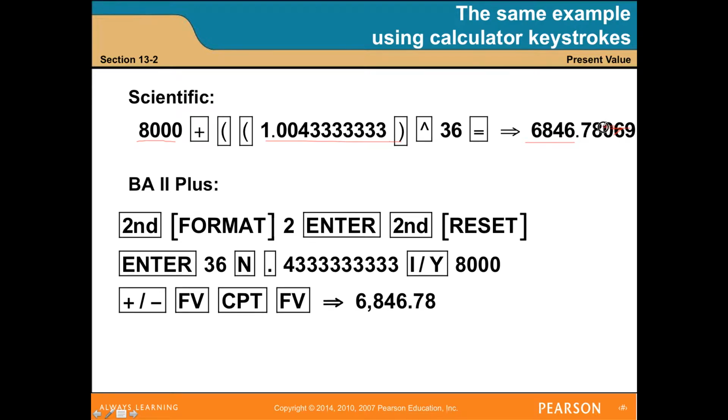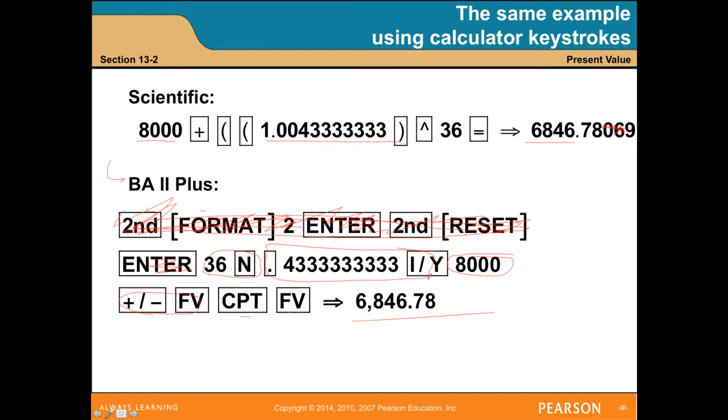6,846.78069, or just .78. If you have the very cool BA II Plus calculator like I have, you would press second format to enter, which I always have set at 2 decimal points, so I never really have to do this. I just press 36 N, which represents 36 periods. Then I tell my calculator that the interest is 0.4333333. Then I tell it that 8,000 is the future value, so I put 8,000 as the future value, and then compute present value, and that gives me the answer right away, $6,846.78.